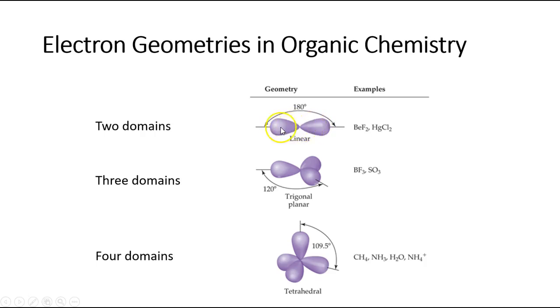That is a linear geometry, in which you have 2 electron domains, and they're 180 degrees apart. A trigonal planar electron geometry, in which there are 3 domains in one plane, at 120 degree angles. And then the tetrahedral, in which you've got 4 domains, and they occupy a 3-dimensional shape in which the bond angles are ideally 109.5 degrees.